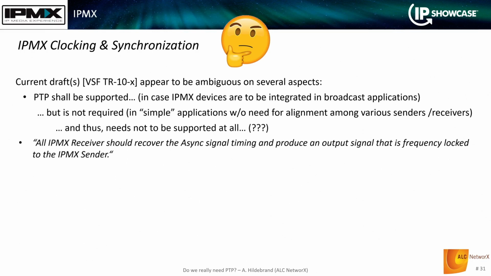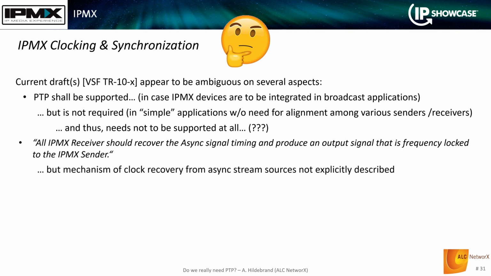But then also there's a requirement stated: IPMX receivers shall be able to recover the asynchronous signal timing and produce an output that is frequency locked to the IPMX sender, regardless if PTP is present or not. I mean, we know how this works with PTP. But are we really sure that it works without PTP? Well, yes, we have seen how this works. RTP can do this, right? The standard 3550, so IPMX can do that as well. However, they are not telling you how to do this in the standard. That's the way standards are written. They specify something, but they don't tell you how to implement it.